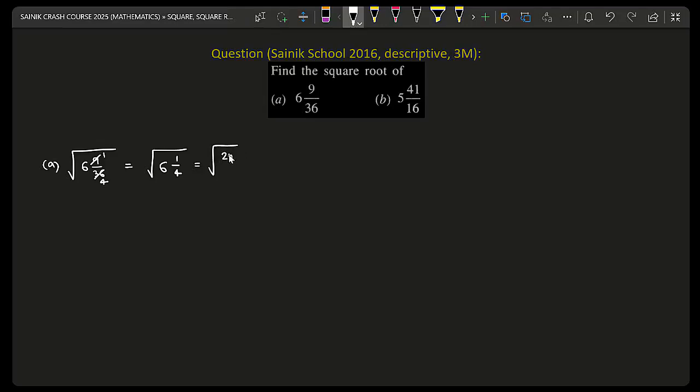25 by 4. Now root a by b, can we distribute the root to both numerator and denominator? Yes, sir. So that is root 25 divided by root 4. What is root 25? Sir, 5. What is root 4? Sir, 2. So this is the final answer, 5 by 2. But if you want to express the answer in mixed form also, you can do that. 5 by 2 in mixed fractional form.